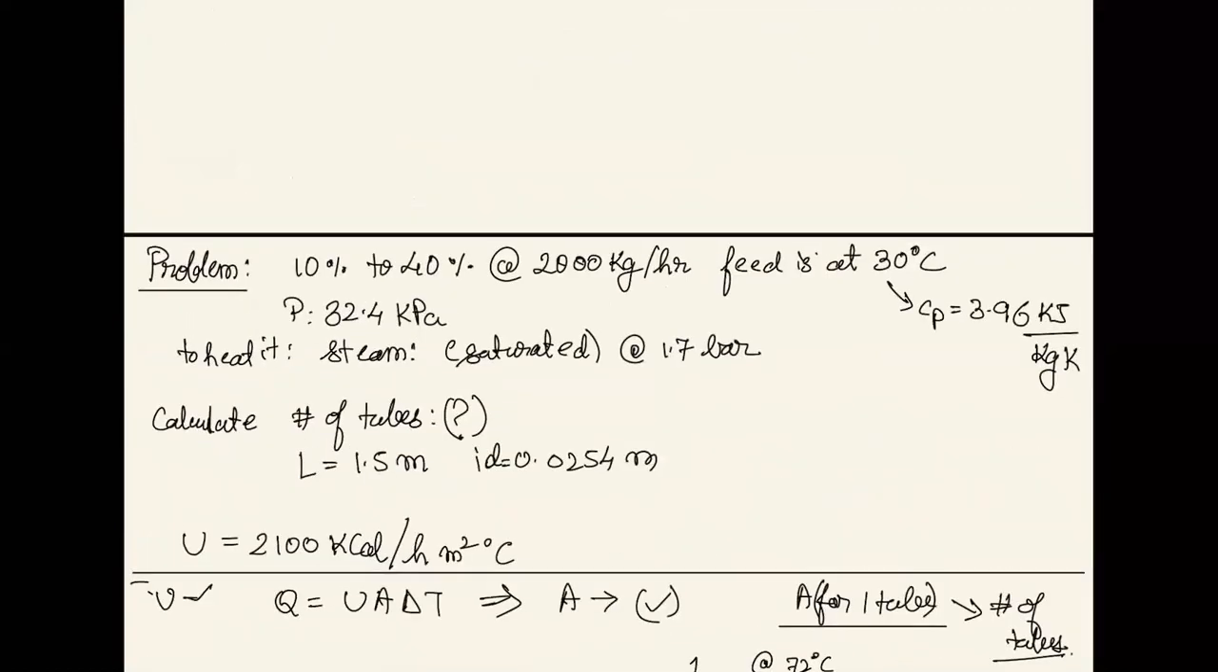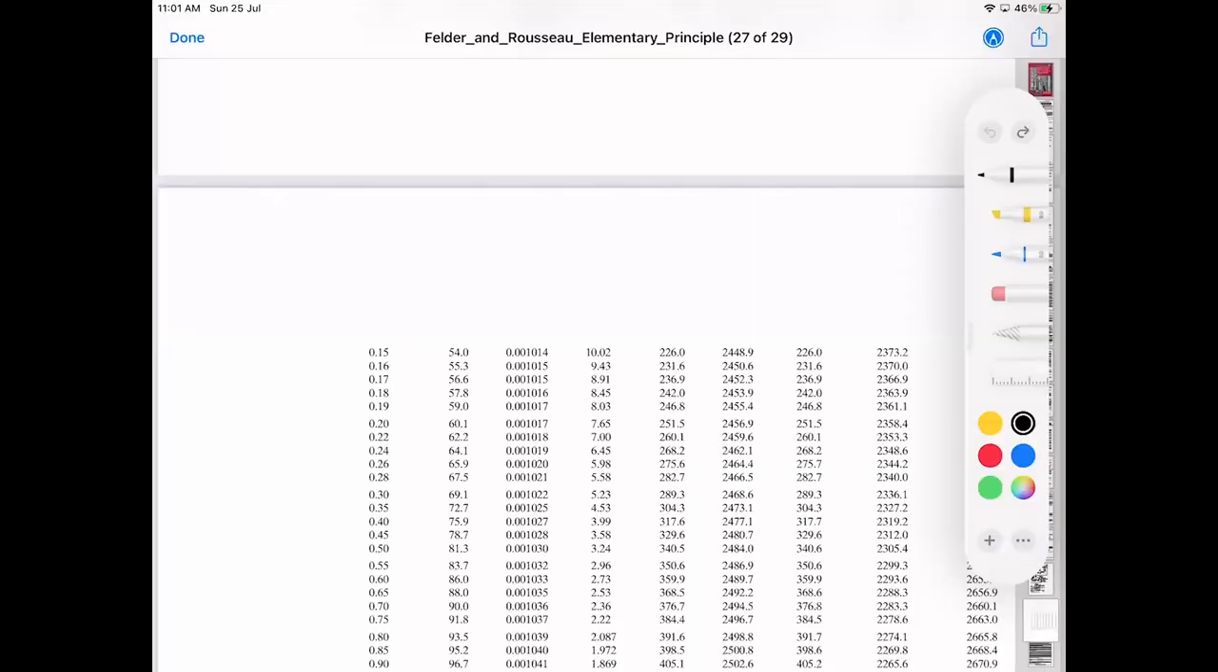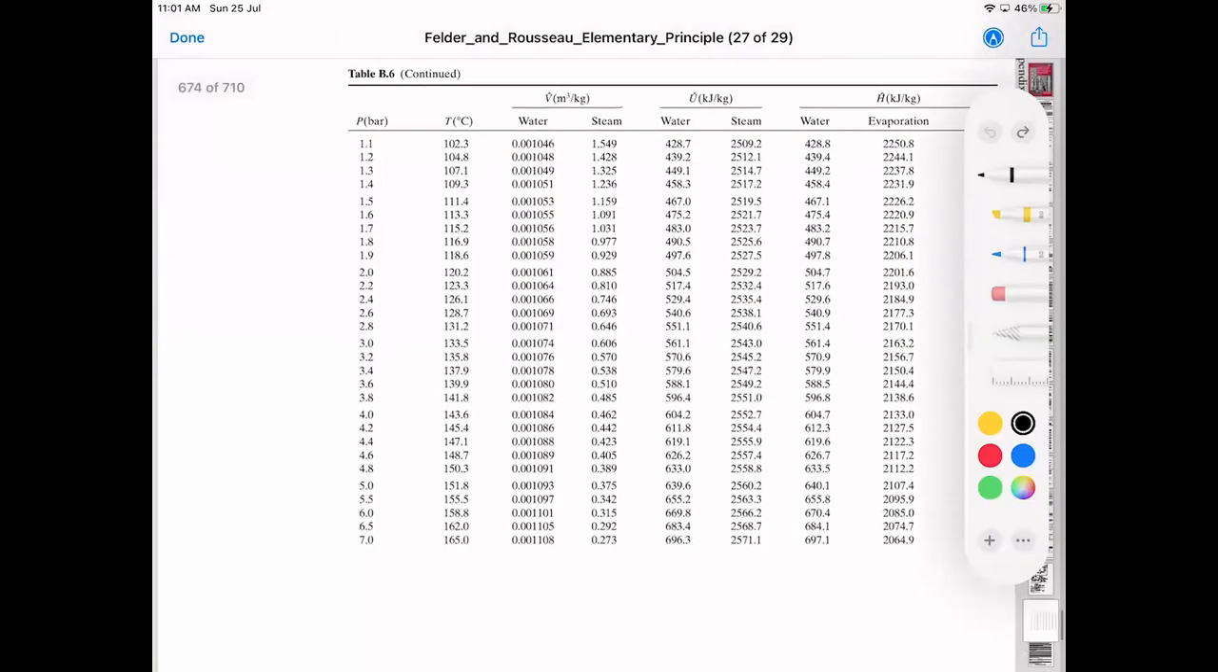Alright, now I have given you that the steam is at 1.7 bars, right? So we'll be going forward. 1.7 bar is over here. Its temperature is 115.2. For calculations we'll take 115. We are just trying to understand the things over here as of now. Okay, and for that same thing, going forward.